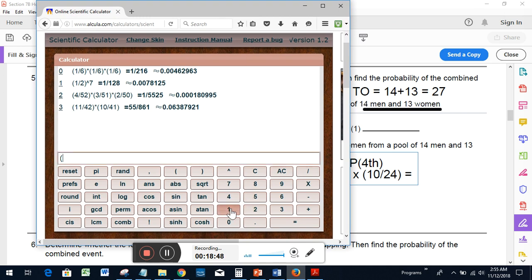Our first fraction was 13 out of 27 times 12 out of 26 times 11 out of 25 times 10 out of 24 equals. Again, 4 decimal places, so the fourth place is the 7. We're going to look to the right of it. Since 4 is less than 5, the 7 remains the same. So your answer will be 0.0407.